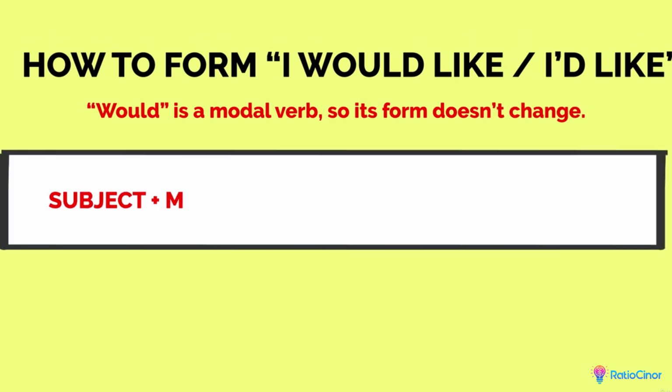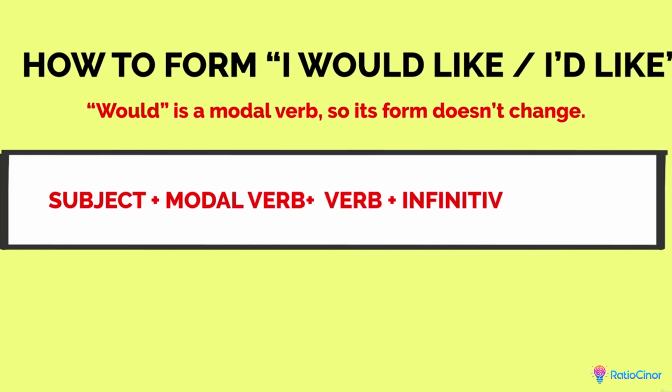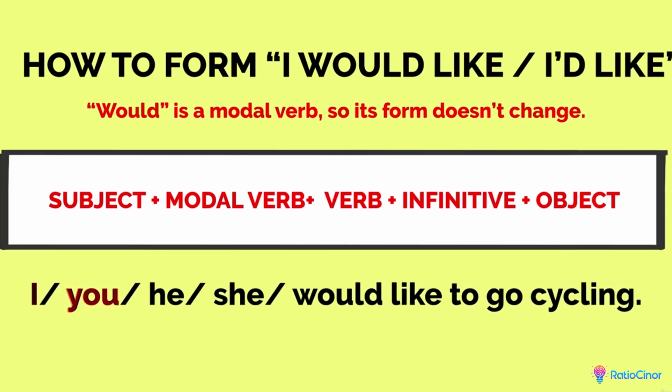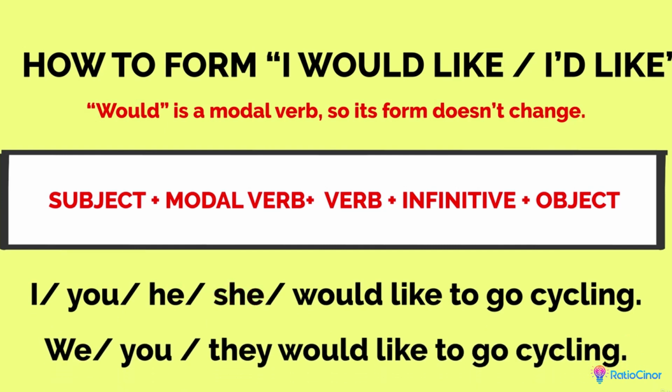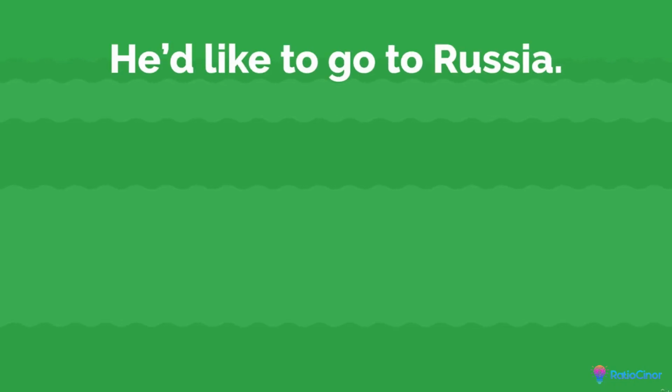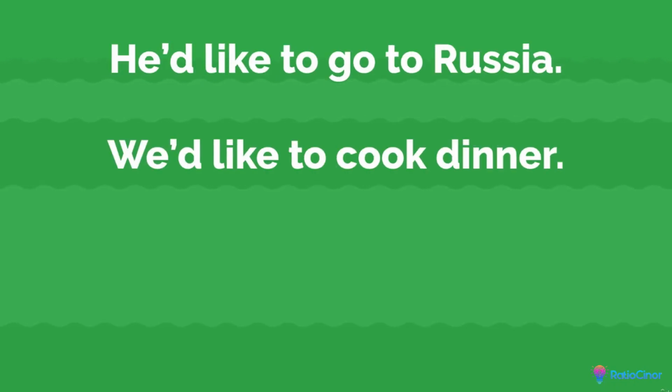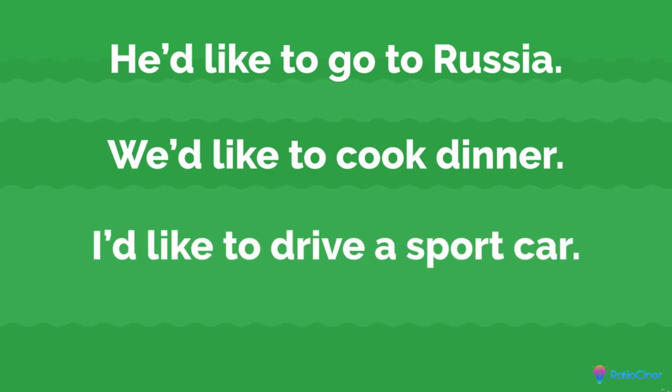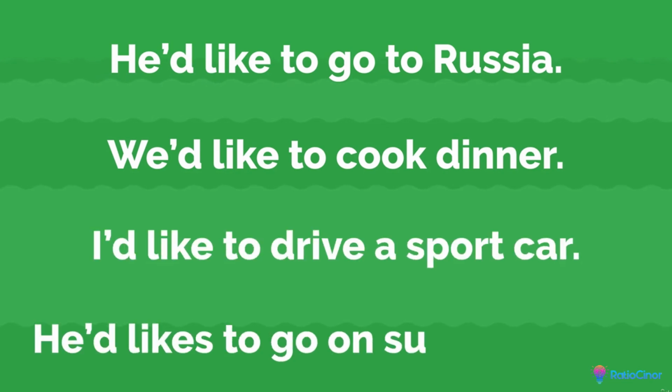Subject plus modal verb plus verb plus infinitive plus object. I, you, he, she would like to go cycling. We, you, they would like to go cycling. More examples. He'd like to go to Russia. We'd like to cook dinner. I'd like to drive a sports car. He'd like to go surfing in Bali.